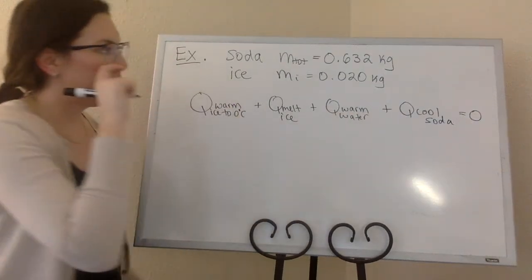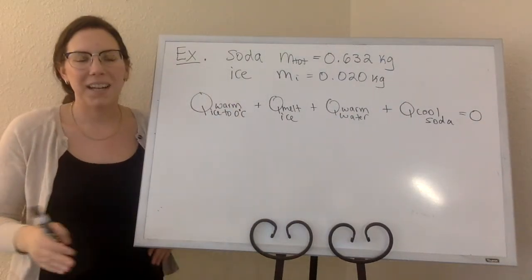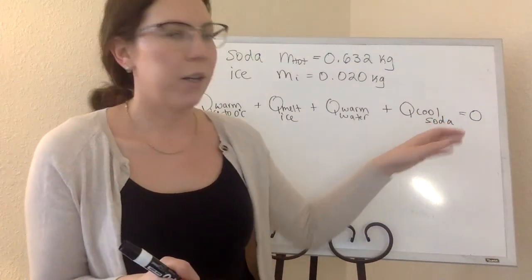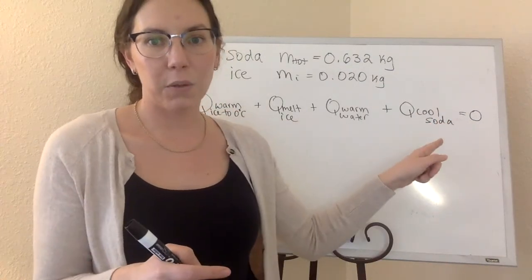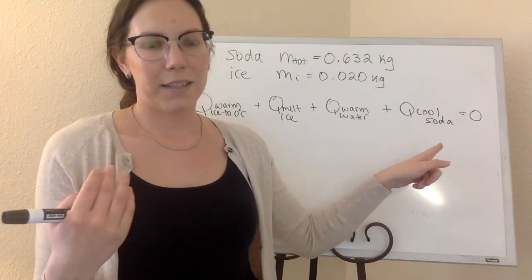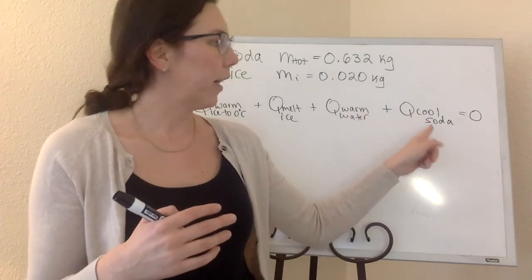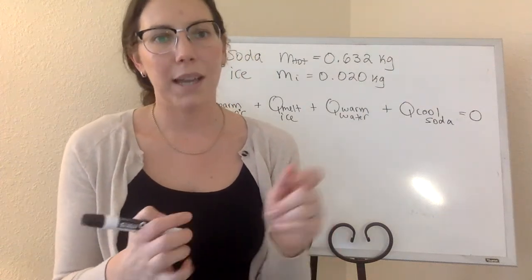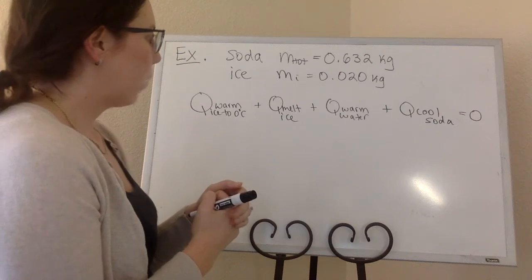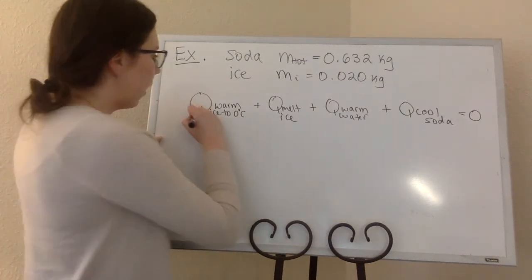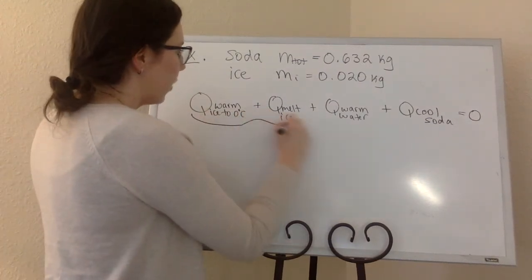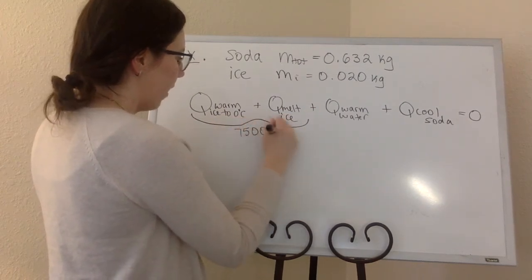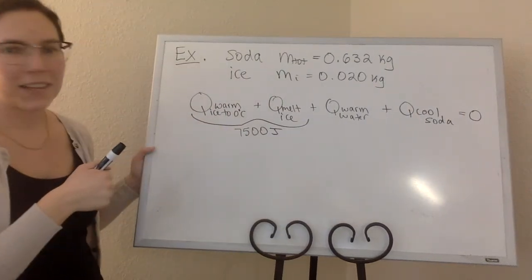Now we calculated Q to cool the soda to 0 degrees, but because there was extra energy, it will actually warm up that melted ice and the final mixture will be above 0. So we can't use Q soda from the previous, what I had written here, because it's actually going to now cool to a higher temperature. So it will cool less since all of that energy wasn't required, but we can use all of this. We know the energy to warm the ice to 0 and to melt the ice. That was 7,500 joules. So we don't have to recalculate that.